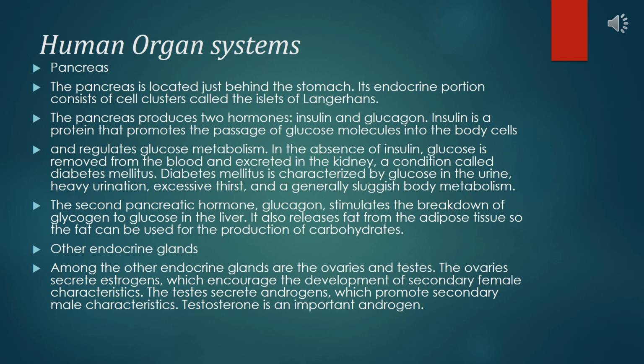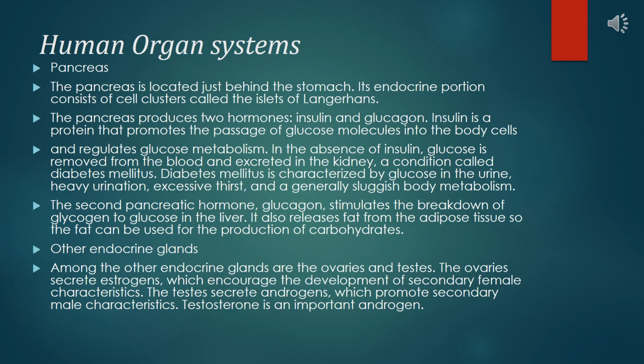In the absence of insulin, glucose is removed from the blood and excreted in the kidney, a condition called diabetes mellitus. Diabetes mellitus is characterized by glucose in the urine, heavy urination, excessive thirst, and a generally sluggish body metabolism. The second pancreatic hormone, glucagon, stimulates the breakdown of glycogen to glucose in the liver. It also releases fat from the adipose tissue, so the fat can be used for the production of carbohydrates.